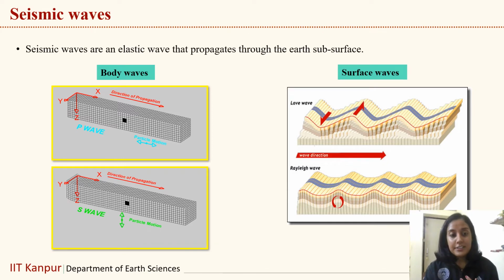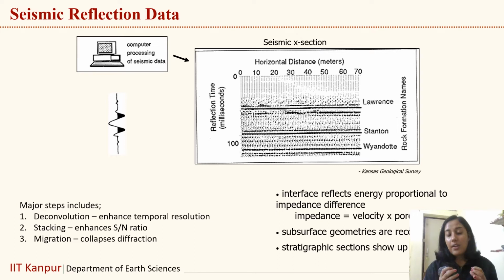Moving next, we acquire the data, but the raw form of data is not easy to use for interpretation or to identify the subsurface features. So we need to process the raw data into processed data, which could be pre-stack data and post-stack data. Don't worry, we'll come to these technical jargons as this lecture series progresses.